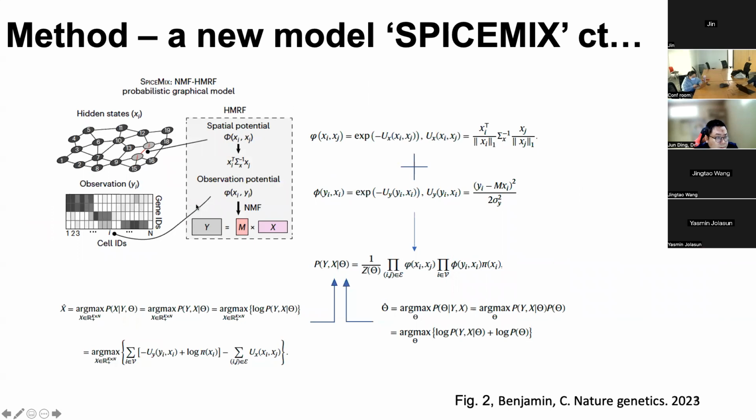So I'm going to talk a little bit of math here. The observations are related to the hidden variables using a potential function phi, which captures the NMF formulation, and the spatial affinity between the mixing proportions of neighboring cells or spots is captured by another potential function phi here. These two potential functions together build the HMRF.